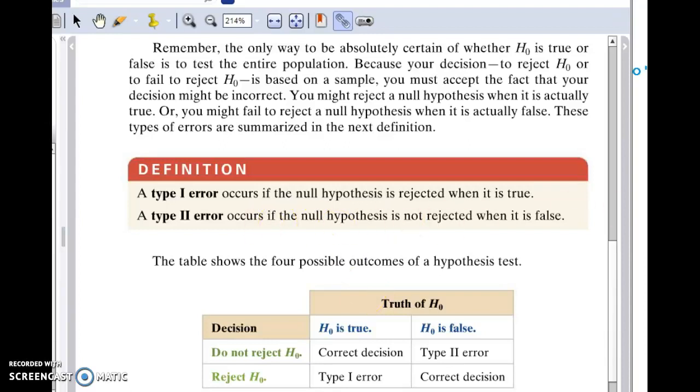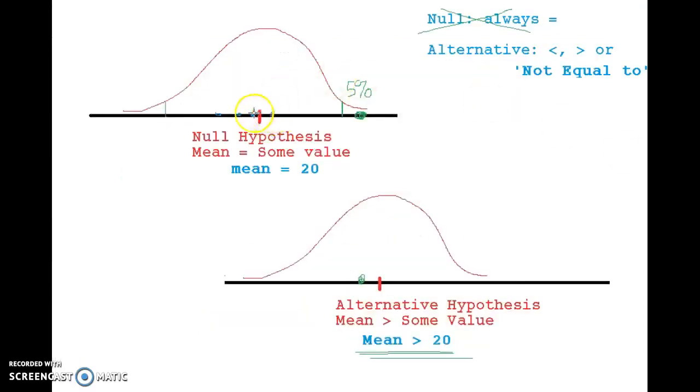And then a type 2 error is kind of the opposite. It's if we got one of these samples really close to 20, and so we say there's no reason to reject the null. We didn't get back an unusual sample, but in fact the mean really is some value greater than 20. And so the sample we got back made us reach the wrong conclusion because we did not reject the null, but in fact the null was false and we should have rejected it.